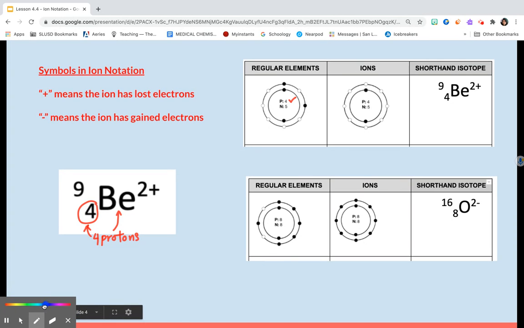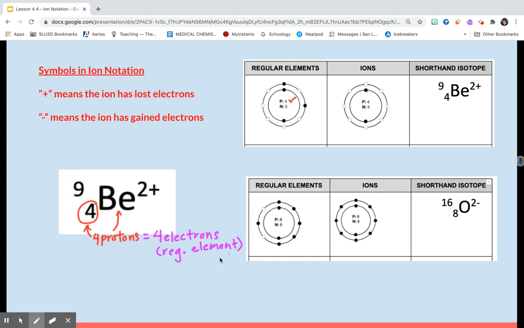The other thing that this bottom number 4 tells me is the number of electrons in a neutral atom. So when I say neutral atom, I just mean when it is in its regular form. So a regular atom of beryllium will have 4 electrons.